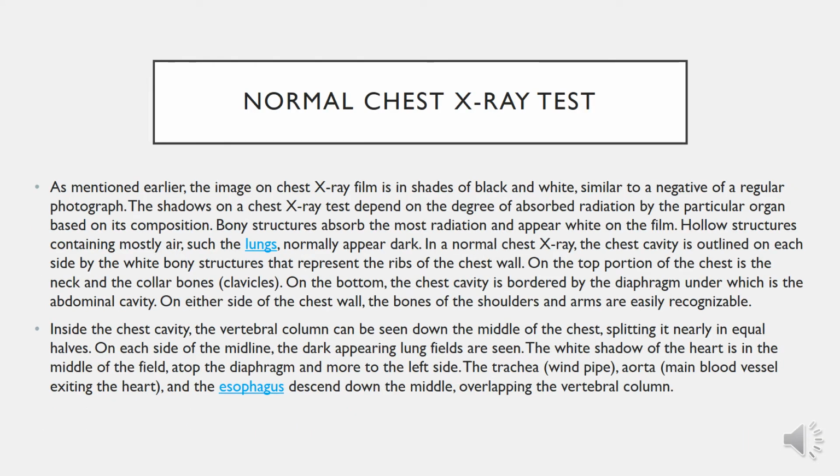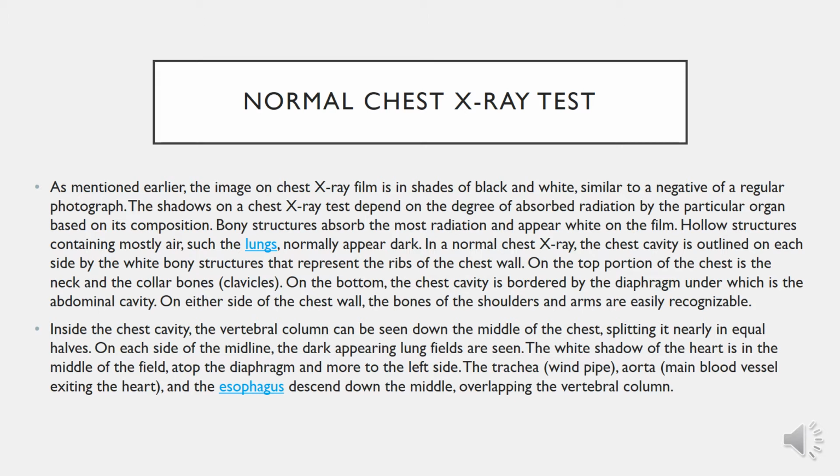Normal chest X-ray test. As mentioned earlier, the image on chest X-ray film is in shades of black and white, similar to a negative of a regular photograph. The shadows on a chest X-ray test depend on the degree of absorbed radiation by the particular organ based on its composition. Bony structures absorb the most radiation and appear white on the film. Hollow structures containing mostly air, such as the lungs, normally appear dark.